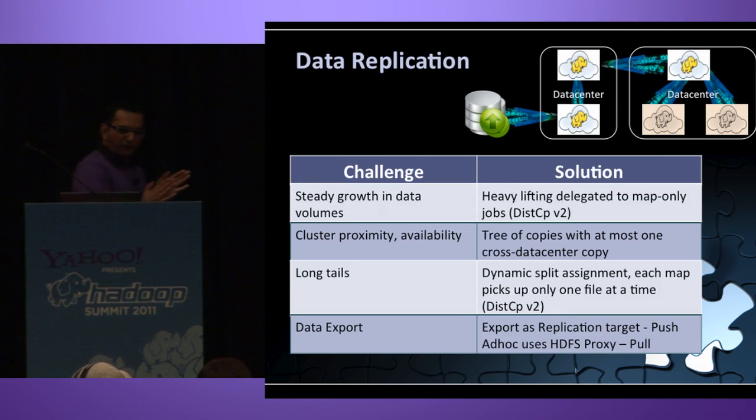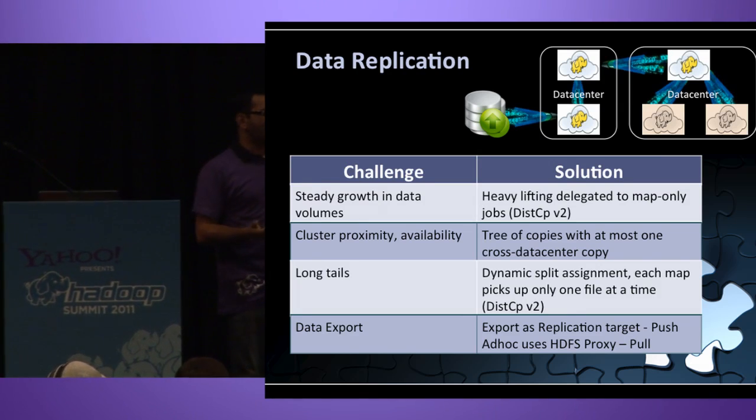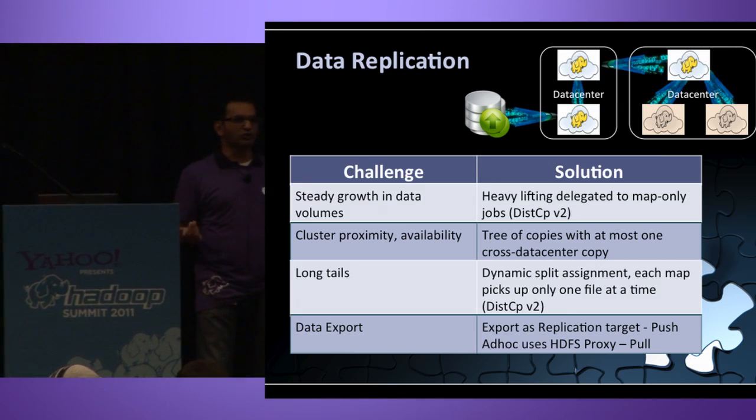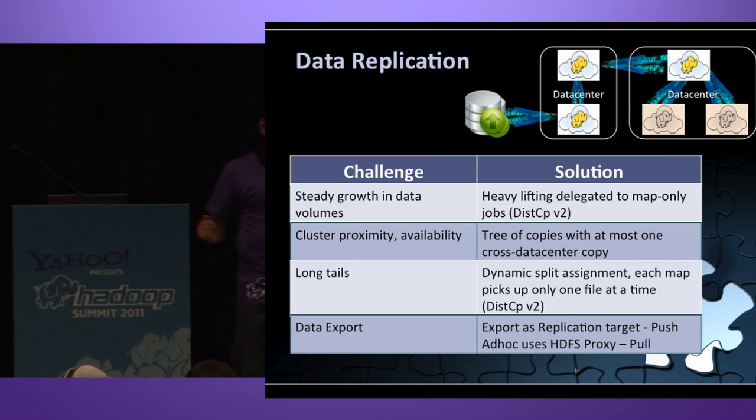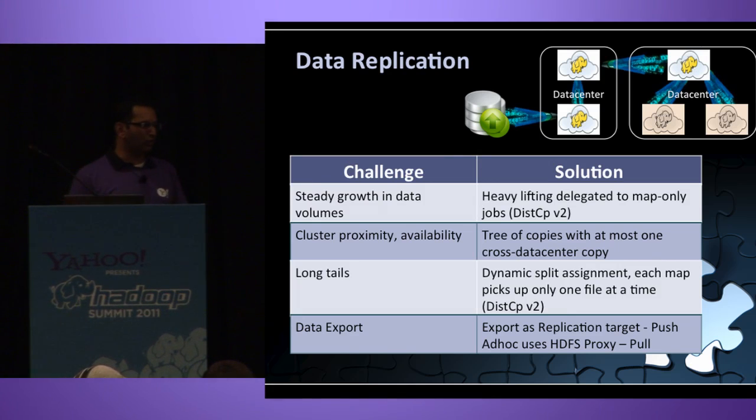So we have also worked on the next gen. I don't know how many of you know DistCP here. Distributed copy is a tool that is part of Hadoop MapReduce core, which is used to copy data between 2 clusters. It uses HFTP to pull the data and uses HDFS to write it to a local cluster.